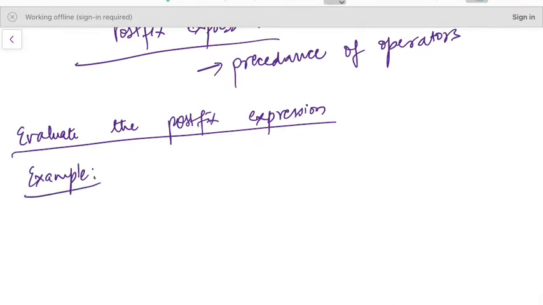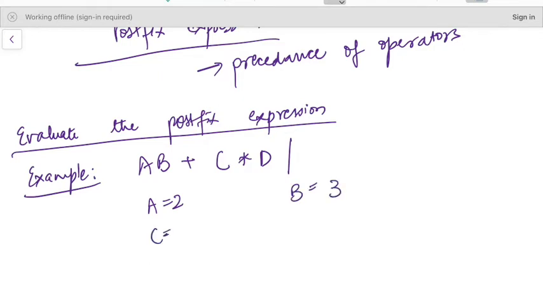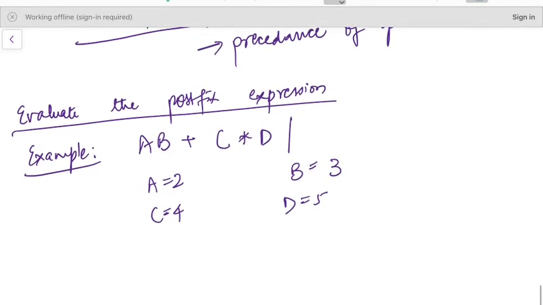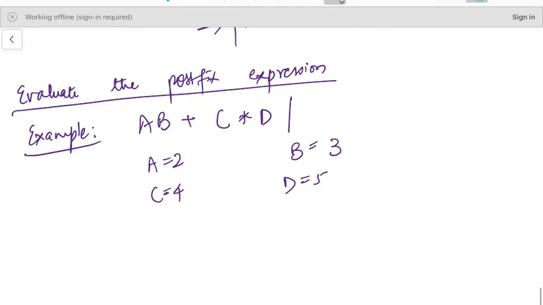So the given expression is the postfix expression. This is AB plus C star D divided by, and the values are given: A is 2, B is 3, C is 4, D is 5, correct? So we have these values in place, and then we have to evaluate the postfix expression, how a computer would do.